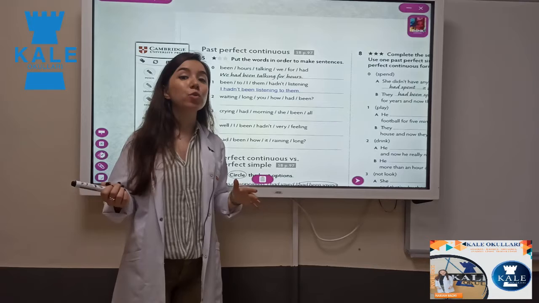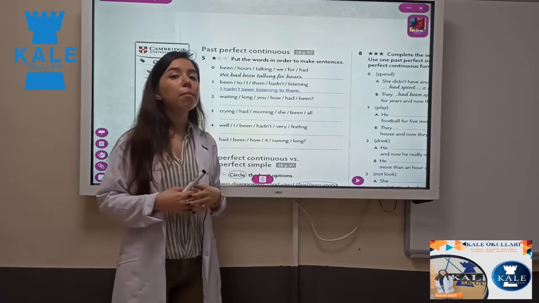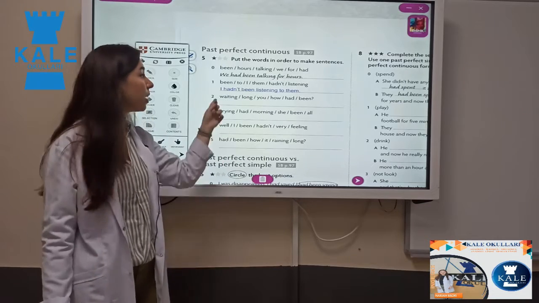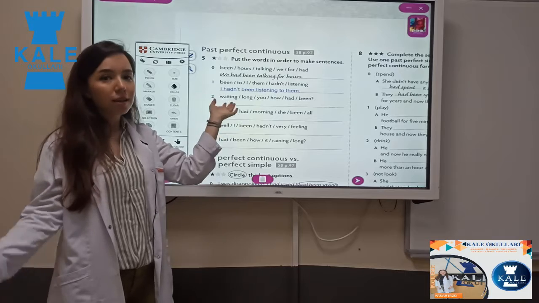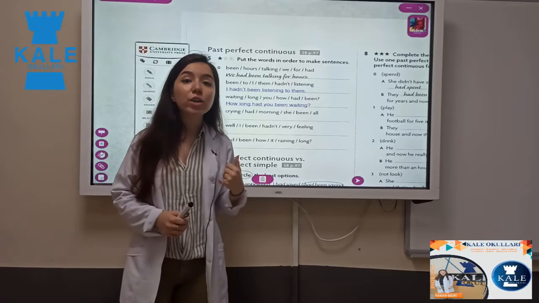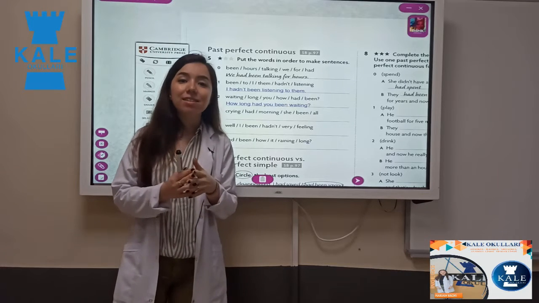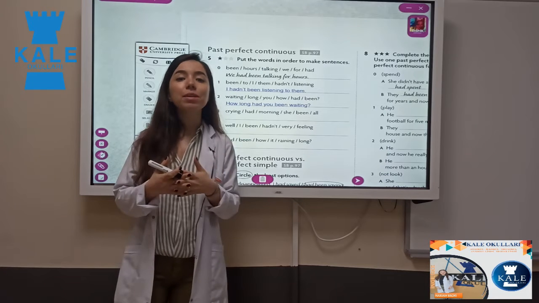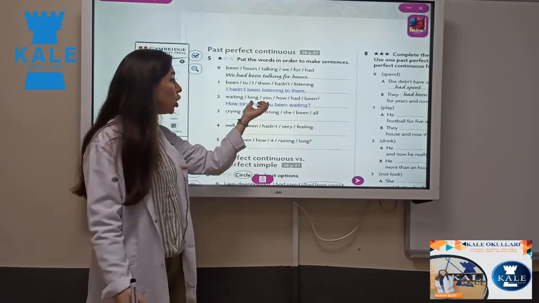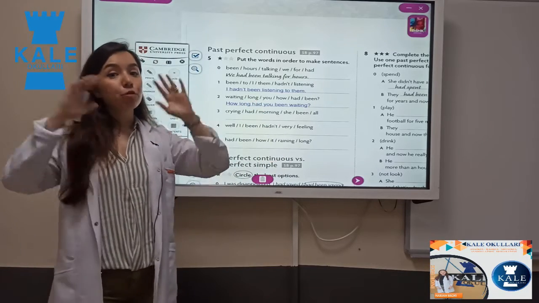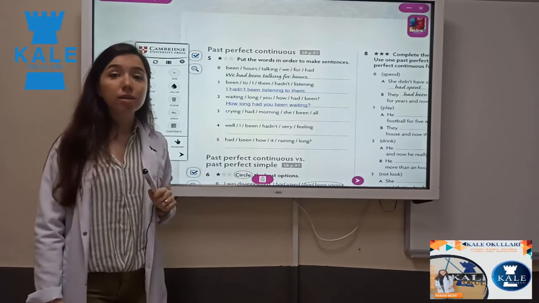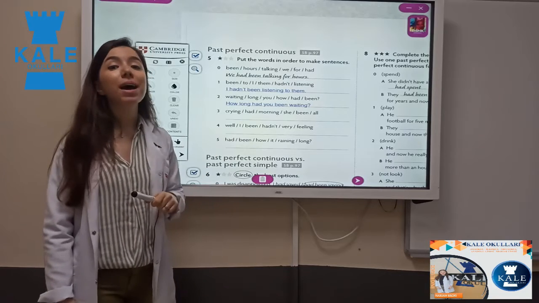I hadn't been listening to them. Maybe this is not mentioned here, but maybe for a long time, maybe 2 hours, the 2 hours that she was teaching, I hadn't been listening to them. It's for a long time. How long had you been waiting? How long? This is the question form. In any sentence where you see how long, it means that it is the continuous form. How long had you been waiting? Because it's an action in the past that happened for a long time before another, we use how long, and we have to make it with past perfect continuous.